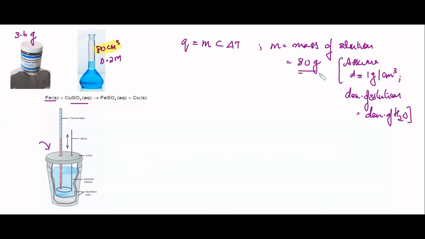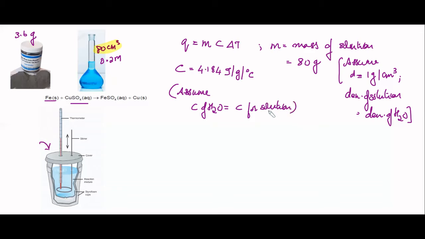So we've got the m value. Now let's see what c is. c is the specific heat capacity. Here again, we are assuming that it is 4.184 or 4.18 joules per gram per degree Celsius. This is the specific heat capacity value for water. This is the next assumption made here. Assume c of water is equal to c for the solution also. This is another assumption made in this calculation.